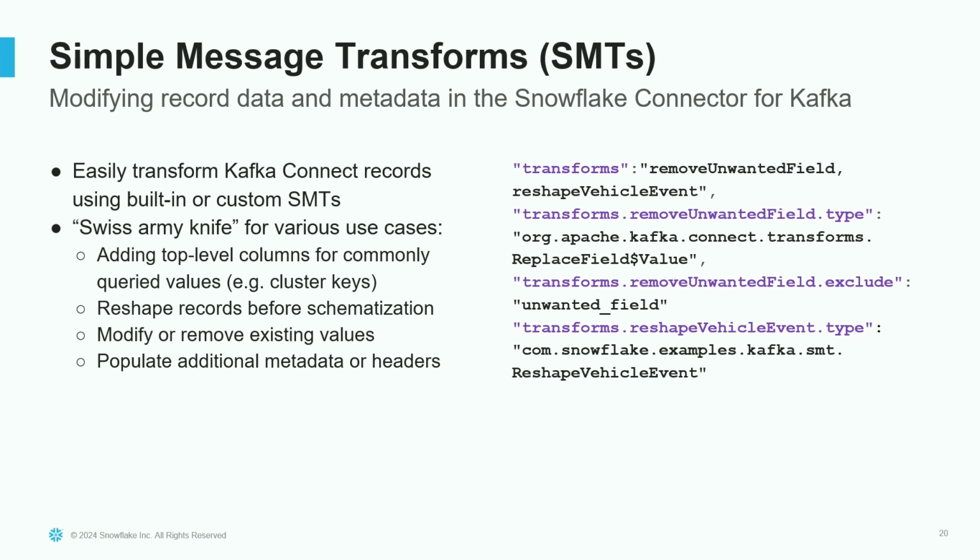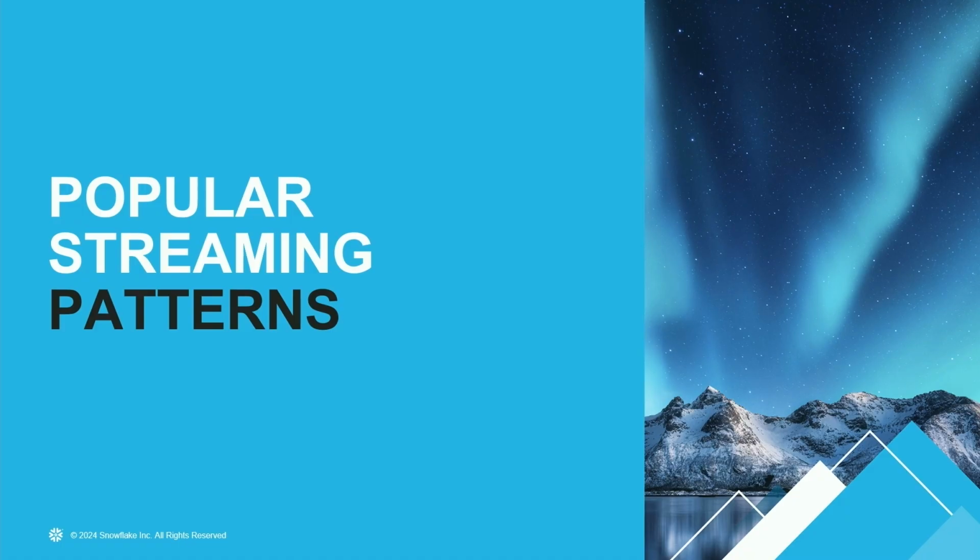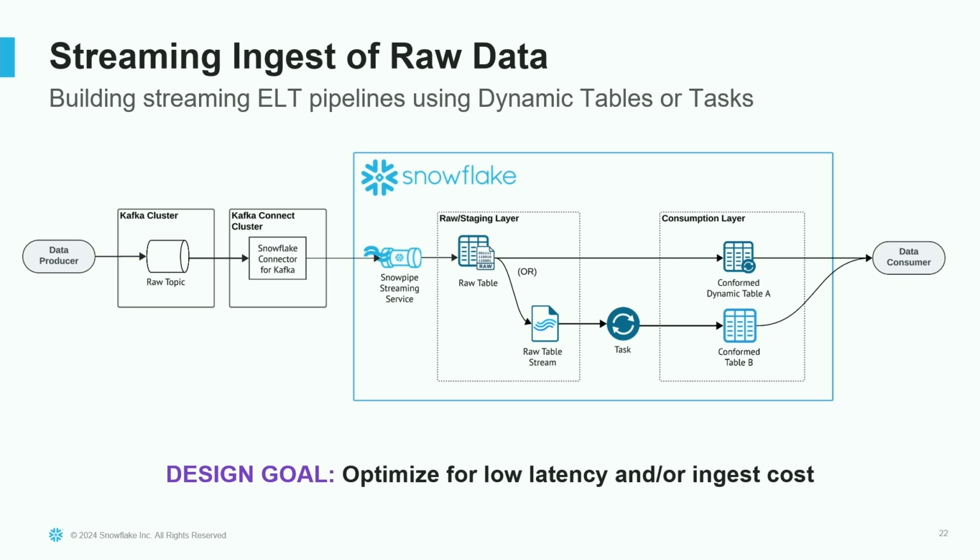To configure it, you just add transforms. You can see on the top there that this example has two transforms, and you have to specify the Java class that implements the transformation. And then you can also add additional configuration if your specific transform requires it. I'm going to show a few overviews of what we commonly see customers do with this technology.